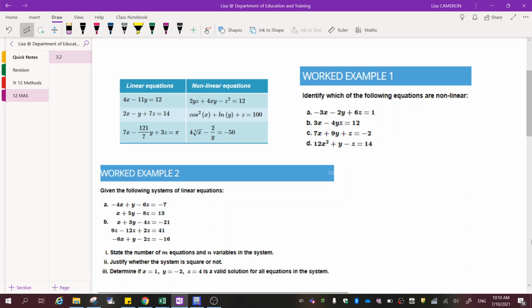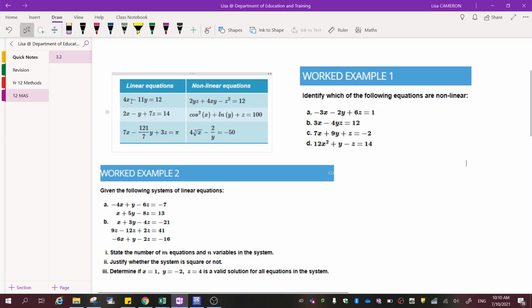Okay, so we're going to run through the first couple of examples for 3.2 today. First things first, we're going to be talking about linear equations and nonlinear. Now, I touched a bit on this yesterday, but let's just go over it as a refresher. For it to be a linear equation, we're looking for the power above it to be 1.